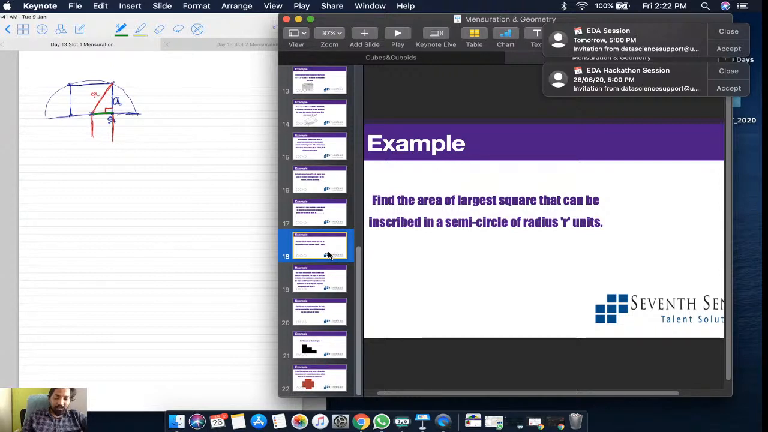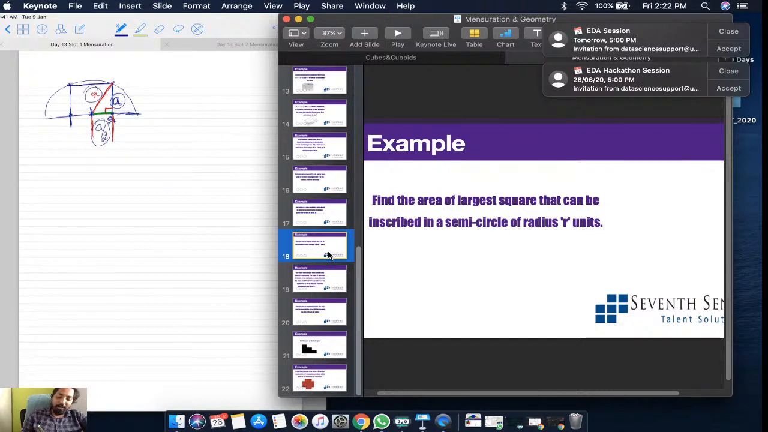Sanjay says it is R by 2. Sorry, Sanjay, it is not R by 2. Anybody else? Yeah, Monica, it is A by 2. It's definitely A by 2. This is A by 2, this is A, this is R.